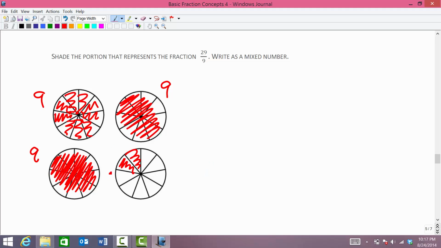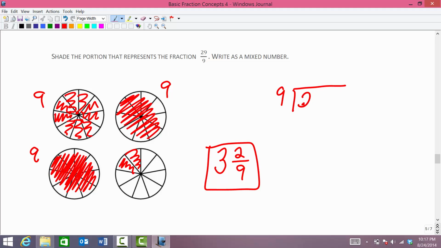So what would this be as a mixed number? That would be 3 wholes and 2 were shaded out of the 9 equal pieces. Remember that another way that I could do this is to say 9 goes into 29. How many times? That would be 3. That gives me 27. And then I have a remainder of 2. So that would be 3 wholes and then 2 out of 9 remain.